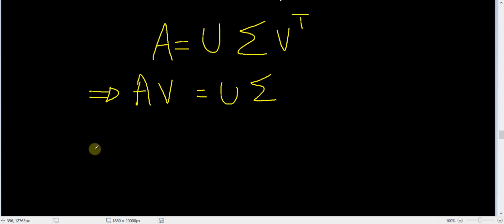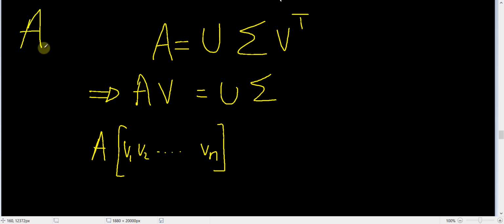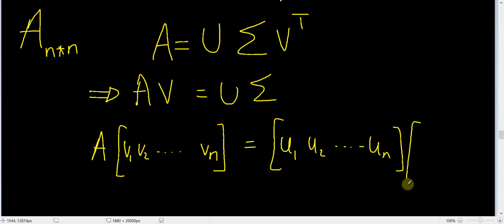This can be rewritten as A multiplied by a matrix V which has some columns V1, V2 up to Vn, and assume for now that we are talking about a square invertible matrix A with dimensions n by n. So A multiplied by this is equal to some other orthogonal matrix U having columns U1, U2 up to Un multiplied by another diagonal square matrix sigma. Here we have sigma 1, sigma 2 up to sigma n.